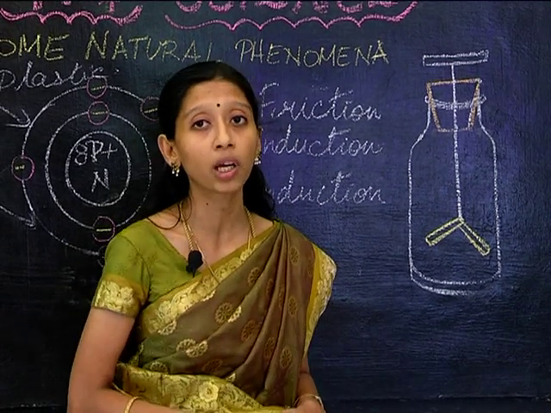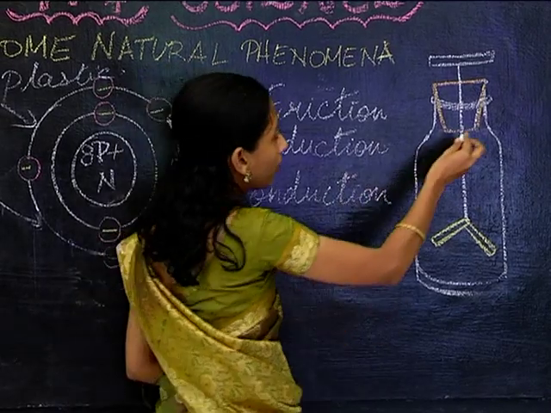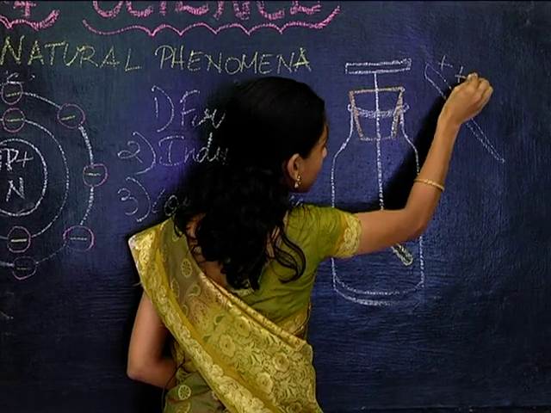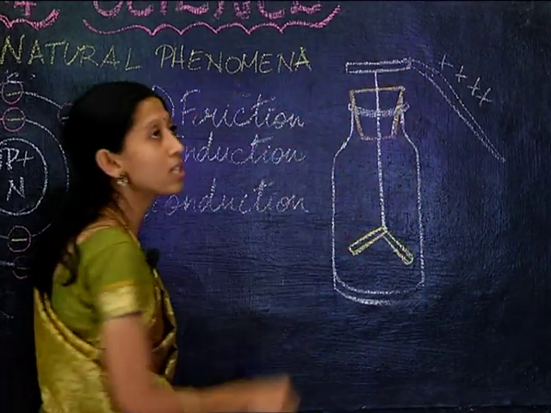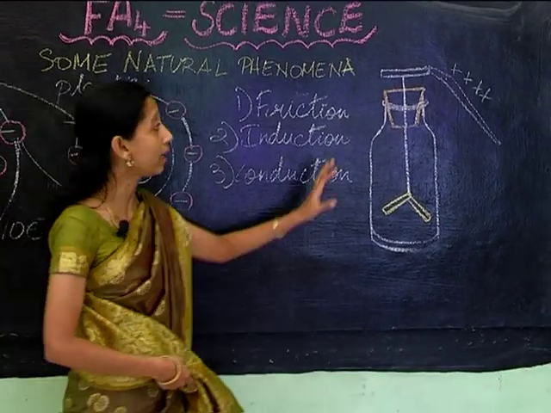The glass rod will become positively charged. So the glass rod has become positively charged. I bring the glass rod, which is positively charged, and make it touch this rod which is kept on top.